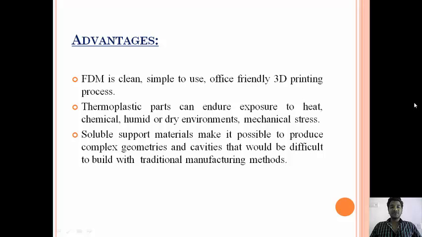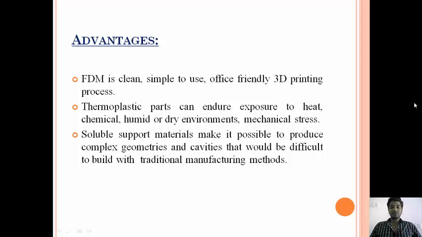Now, what are the advantages of FDM? FDM is a clean process, simple to use, office-friendly 3D printing process. In what sense can we say that it's simple to use and office-friendly? Because it does not need any skilled worker, and it's office friendly in the sense that it does not need a large space to be installed. It is the same as our normal Xerox machine or a printing machine, and it can be installed in an office also, in a small space.